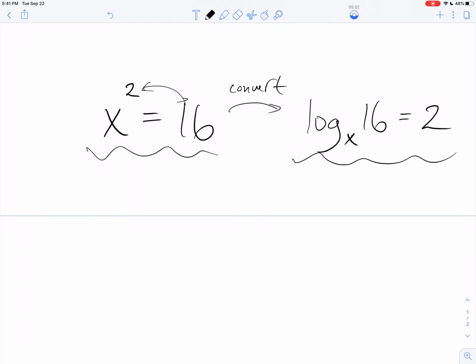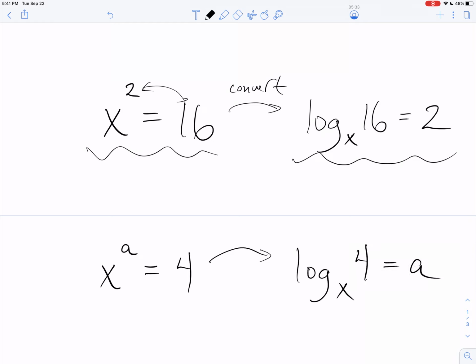We're just converting. So they might say something like this. X to the a equals 4. And they say, can you convert that? And I go, sure. Until I know what x and a are, I have no idea what to do algebraically, but could I convert it? Yeah, I could say log base x, then I'd put a 4 here, and I would say equals a, because to convert between logarithmic and exponential form, you have to remember this.